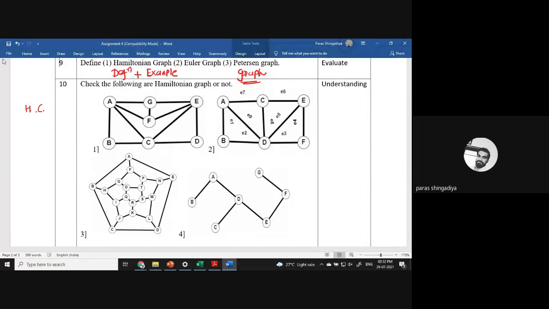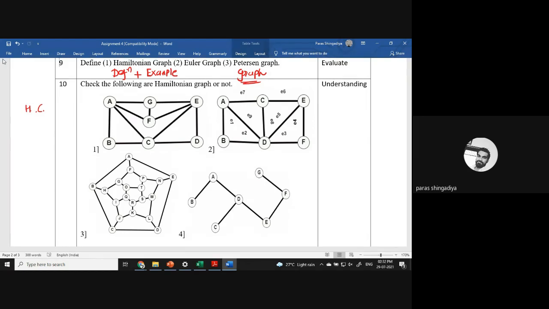Okay, all of you have done it. All the examples, all these graphs. You will check it. Okay, nice. Let's verify one by one. Is the first graph a Hamiltonian graph? Yes, the first graph is a Hamiltonian graph.